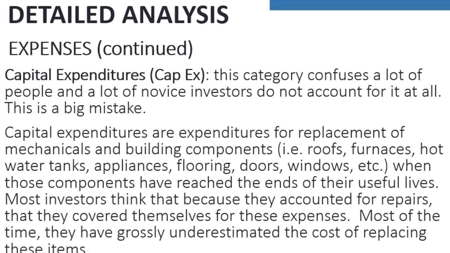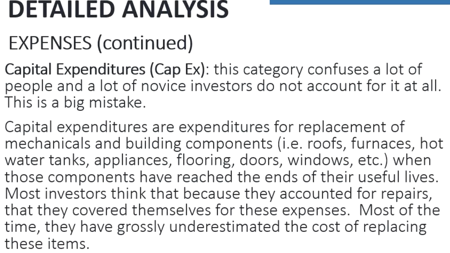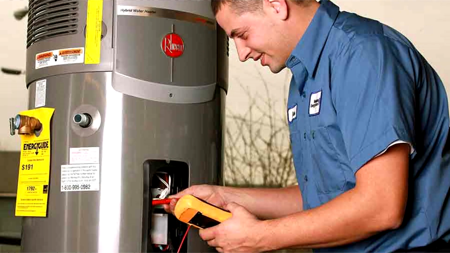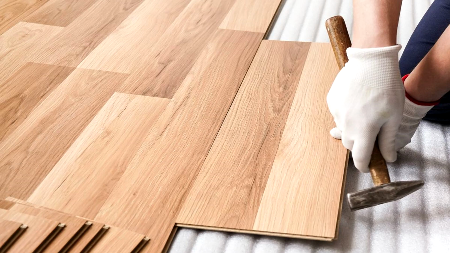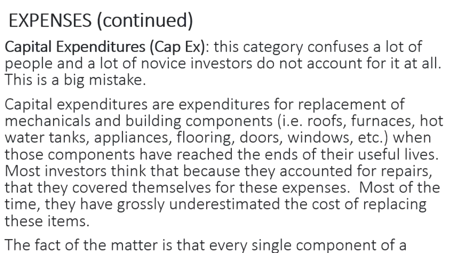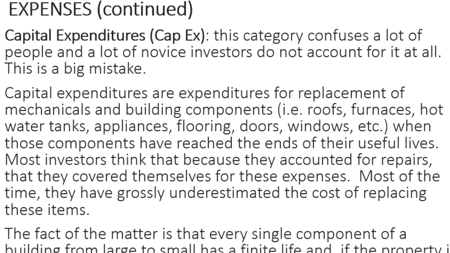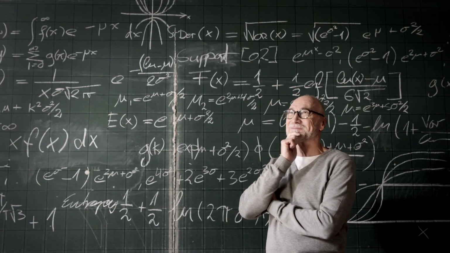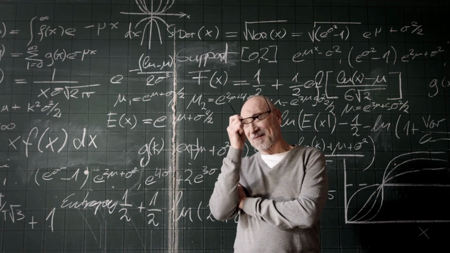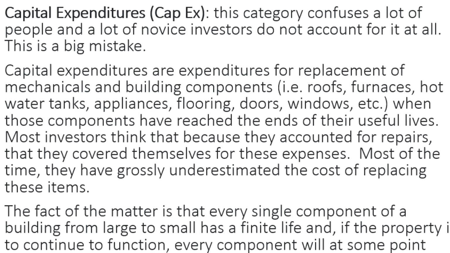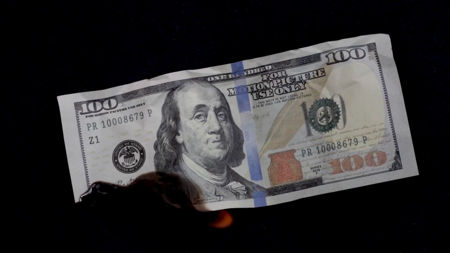Capital expenditures are expenditures for replacements of mechanicals and building components, in other words, roofs, furnaces, hot water tanks, appliances, flooring, doors, windows, etc. And these replacements occur when those components have reached the end of their useful lives. Most investors think that because they accounted for repairs, they have covered themselves for capital expenditure expenses. And this is simply not true. Most of the time, they've grossly underestimated the cost of replacing these items.